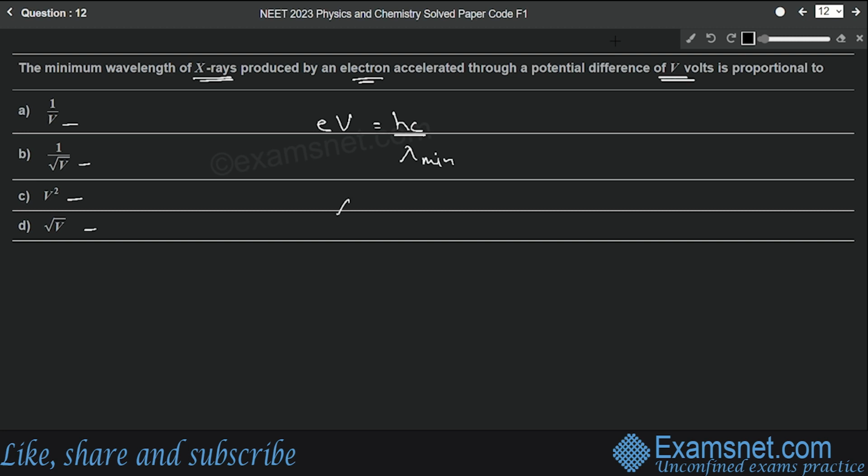Okay, so here minimum wavelength has to be considered, so lambda minimum. Okay, EV equals to Hc by lambda minimum. Now here we can write that lambda minimum will be equal to Hc by EV. Okay, and we have to find the relation between the wavelength lambda and potential difference V. So from here it is clear that lambda is inversely proportional to V. So it will be proportional to 1 by V. That means option A will be the correct answer.